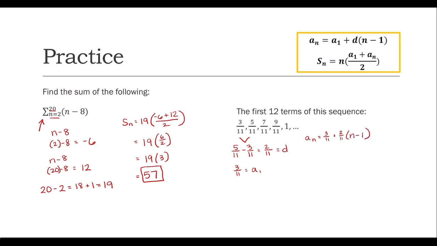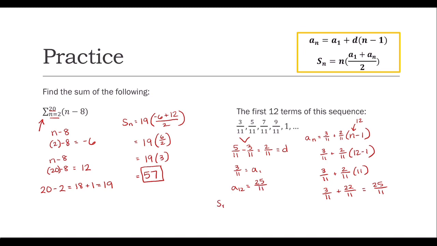And we want to find the 12th term, so we'll plug in 12 for n. So we have 3 over 11 plus 2 over 11 times 12 minus 1. 3 over 11 plus 2 over 11 times 11, which is 3 over 11 plus 22 over 11, which equals 25 over 11. So that's going to be our 12th term. So A sub 12 equals 25 over 11.